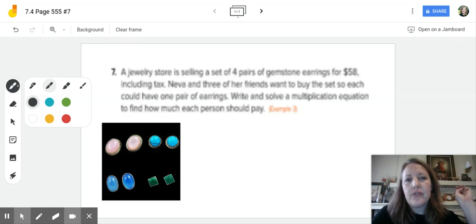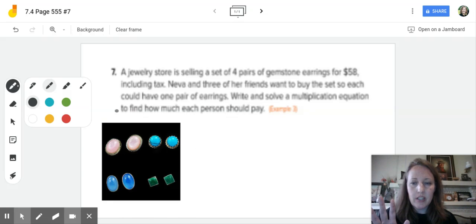This is 7-4 in your textbook, page 555, and this is question number 7 regarding some earrings. So it says a jewelry store is selling a set of 4 pairs. I tell you what, I think that whole set of 4 pairs might confuse some people. So if you just look at my picture, this is 4 pairs of gemstone earrings, okay? 1 pair, 2 pairs, 3 pairs, 4 pairs. Once you see the picture, it all makes better sense, I think.